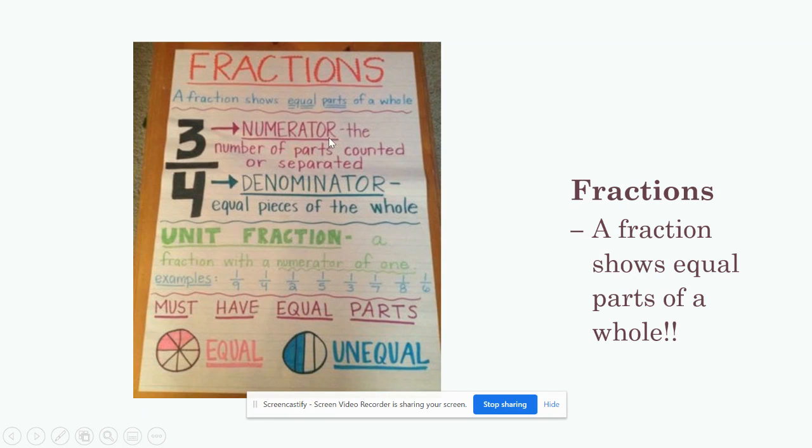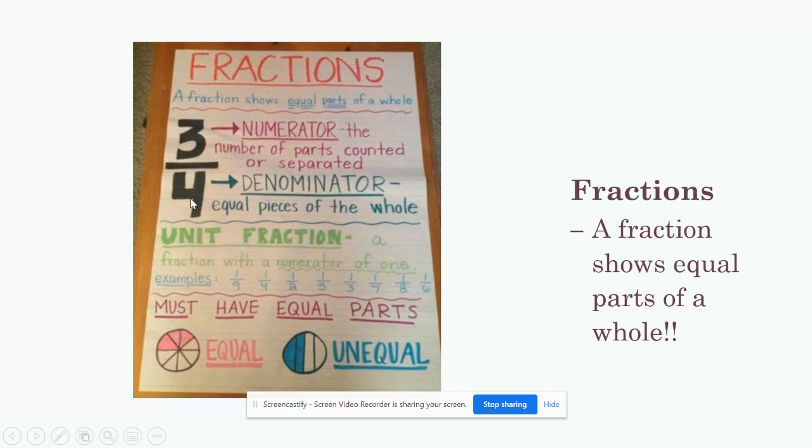I will be talking about numerator and denominator a lot today, so I thought this image was helpful to see. The numerator is the top number, and it is the number of parts counted or separated. So let's say I only ate 3/4 of a candy bar. That means I ate 3 parts out of 4 parts of a candy bar. So the numerator tells you how many parts are separated or how many parts are gone, or, like on a number line, the number of parts of where that number landed. Numerator: the number of parts counted or separated.